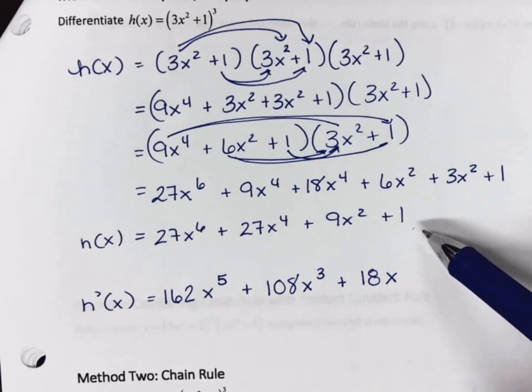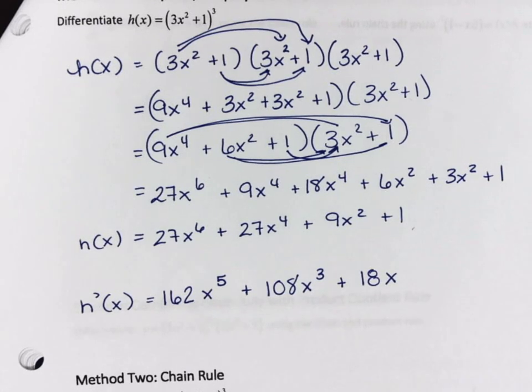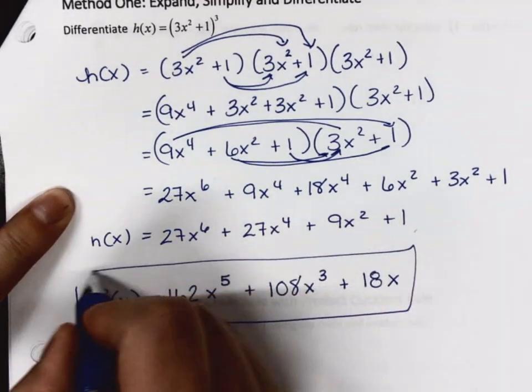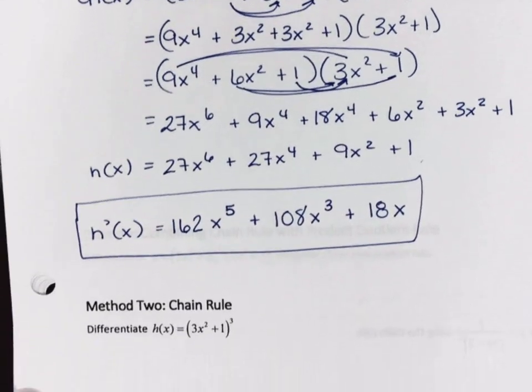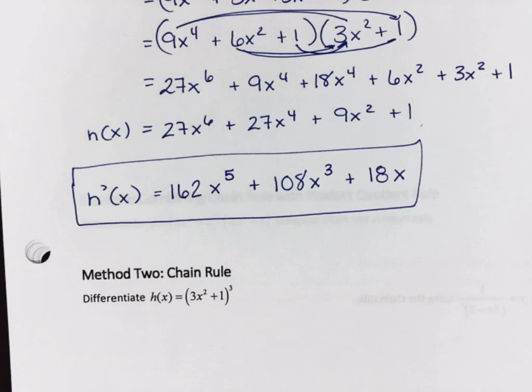What happens to my 1? It's just a 0, so I don't have to worry about it. Right? Everybody good with that? So there we go. That is my derivative. So that's one method on how to deal with it. Now we're going to use the chain rule.